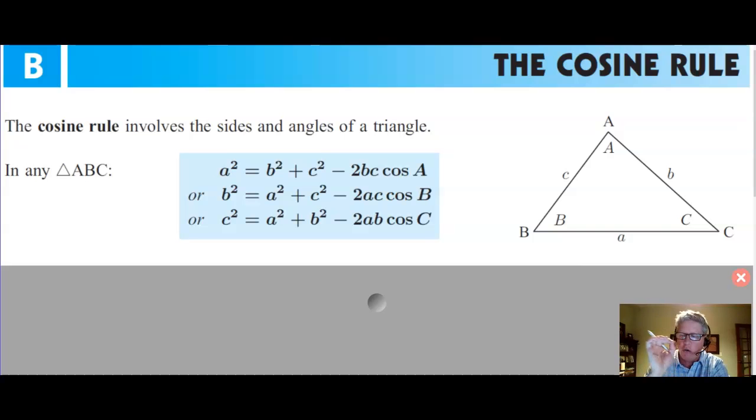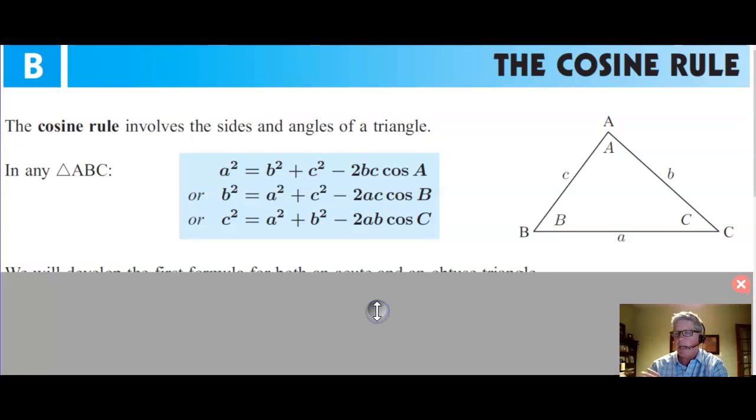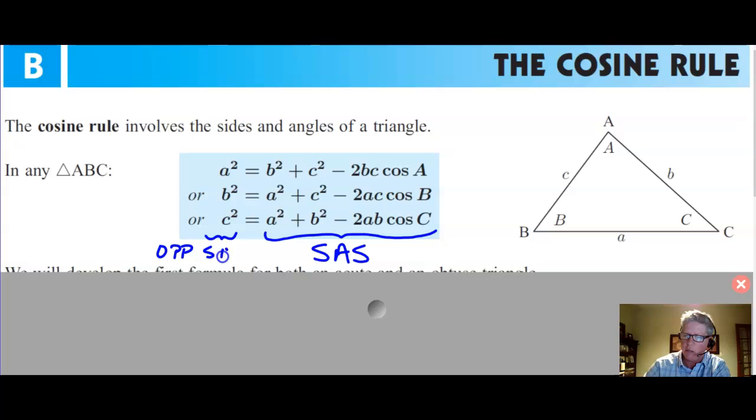Now, I want you to know these are all the same thing. They're just looking at a different angle. Here's what you need to take. This right here is side angle side, and this is that opposite side. Now, what the heck do I mean by that? Let's just look at the first one.